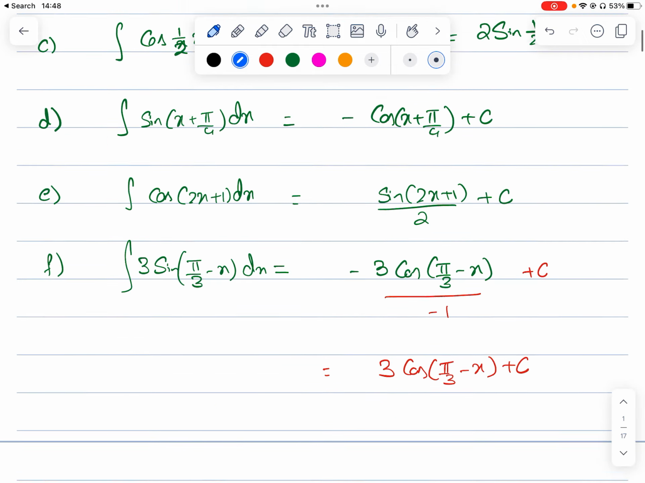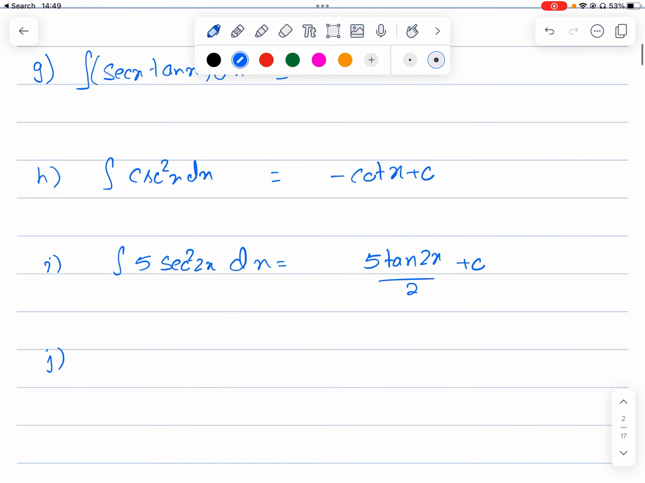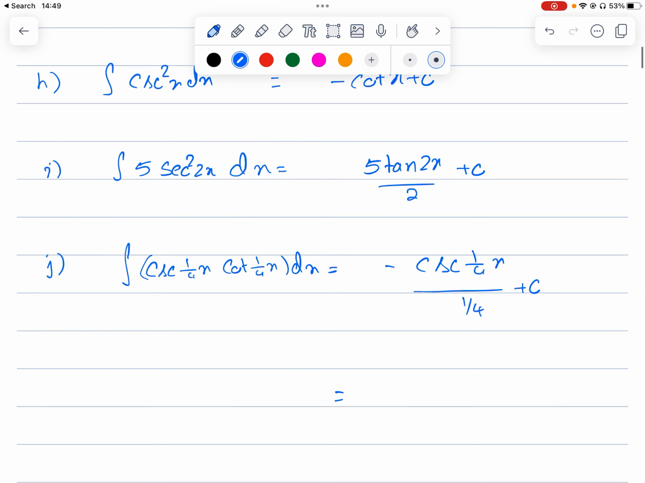Now part J, cosecant 1 upon 4x, cot 1 upon 4x. Integral of cosecant 1 upon 4x, cot 1 upon 4x dx. Cosecant x cot x integral is nothing but what? Minus cosecant 1 upon 4x divided by 1 upon 4 plus c. So what does that become? Minus 4 cosecant 1 upon 4x plus c.